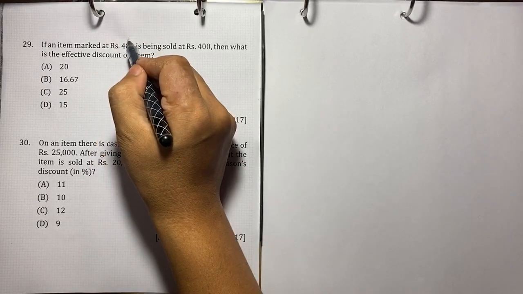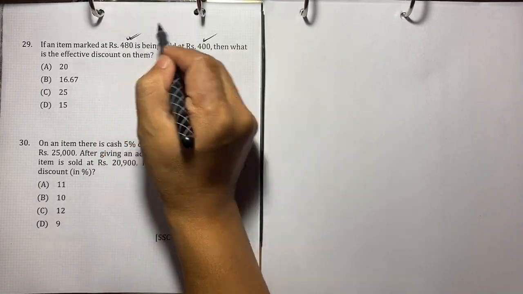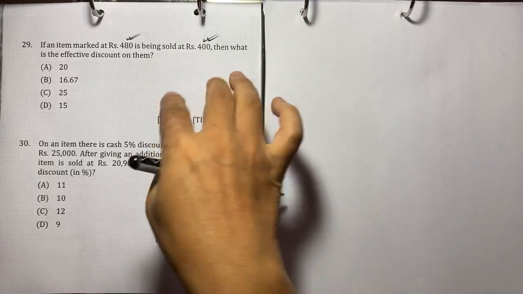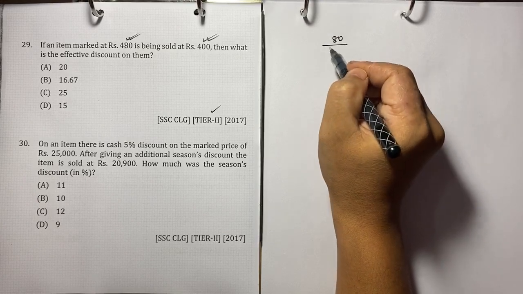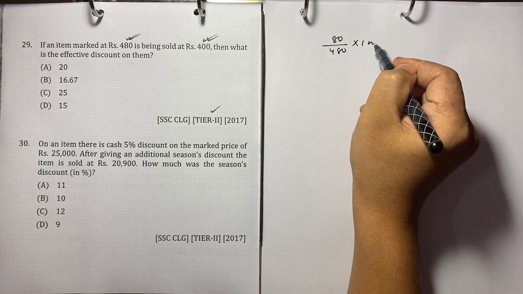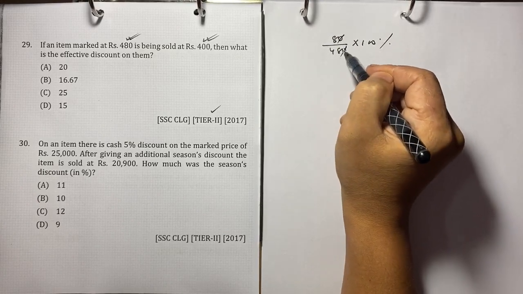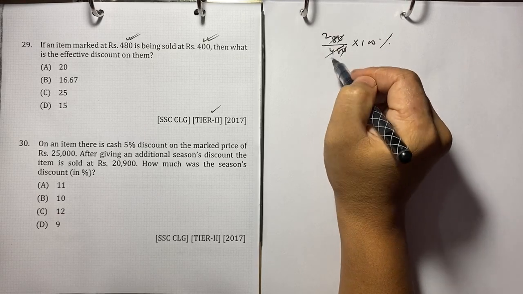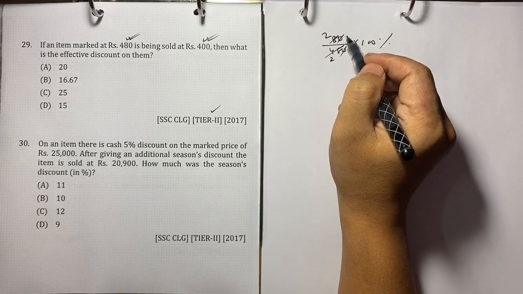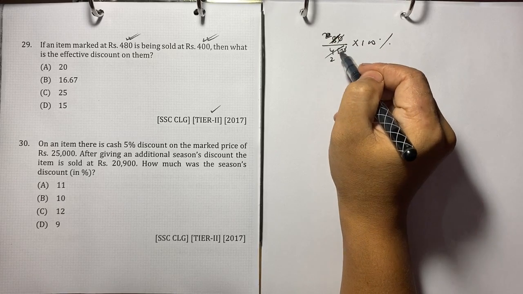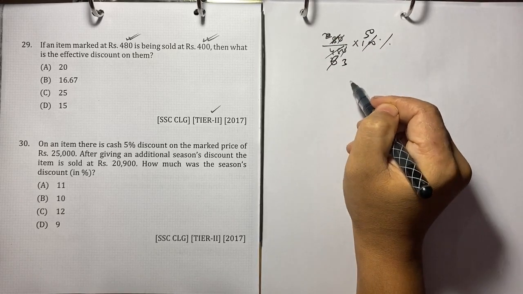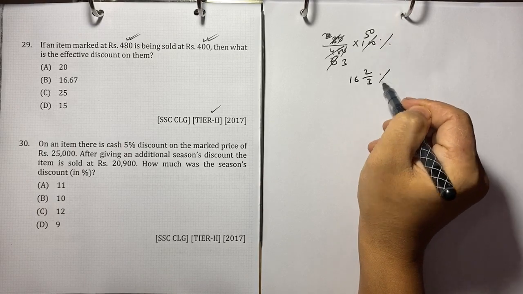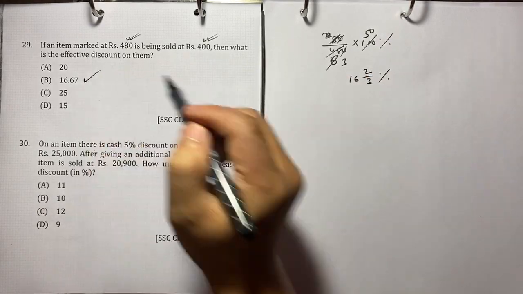An item is marked this, sold at mark price equal to this, selling price equal to this. This is a basic problem. So it will be 80 divided by 480 into 100%. So cancel, this will be 2 and this will be 86 or 48. Cancel, this will be 50 divided by 3, 16 2 by 3%. So this will be the answer.